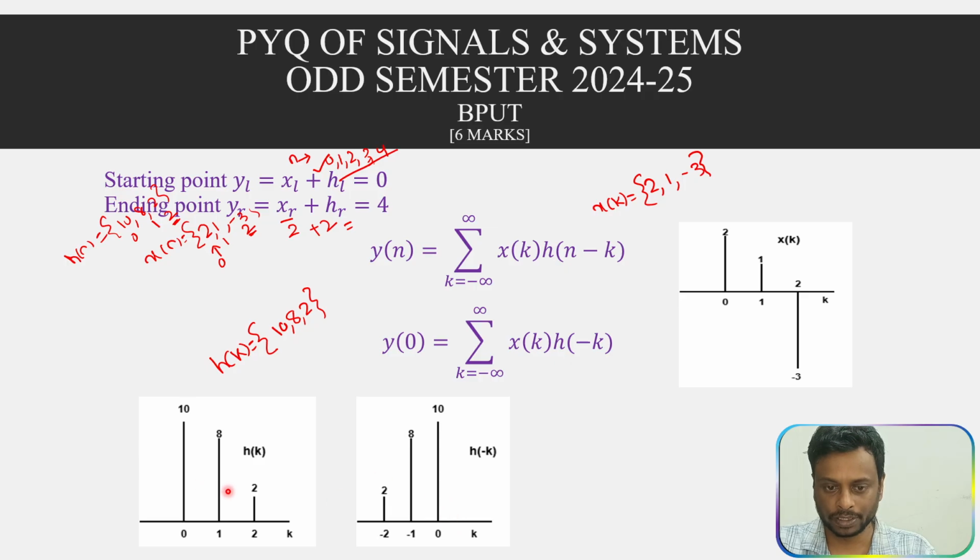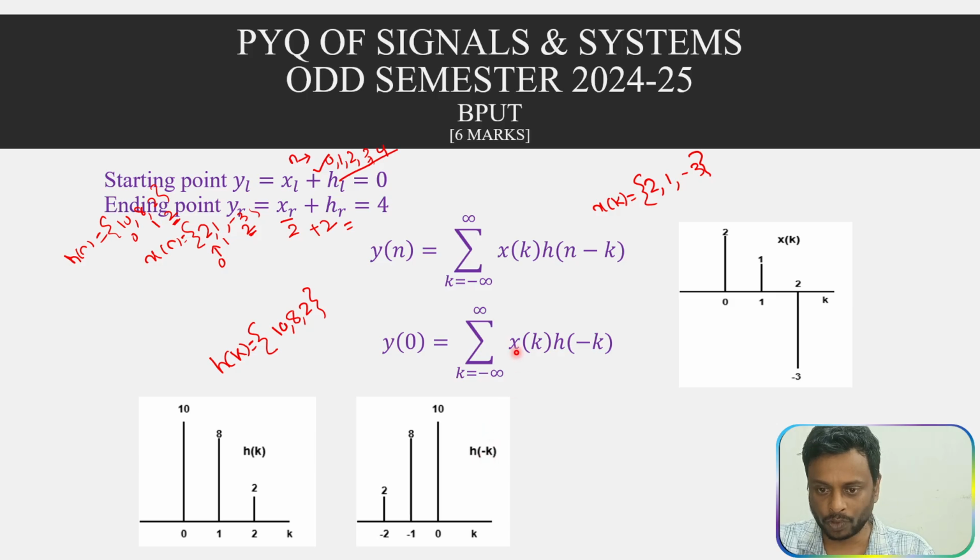Okay. So this 1 will be minus 1, at minus 1 the value is 8, and this 2 will be minus 2, the value is 2. So it is the reflection at origin. Okay, or it will fold. You can fold the sequence. Okay. So this is our h of minus k.